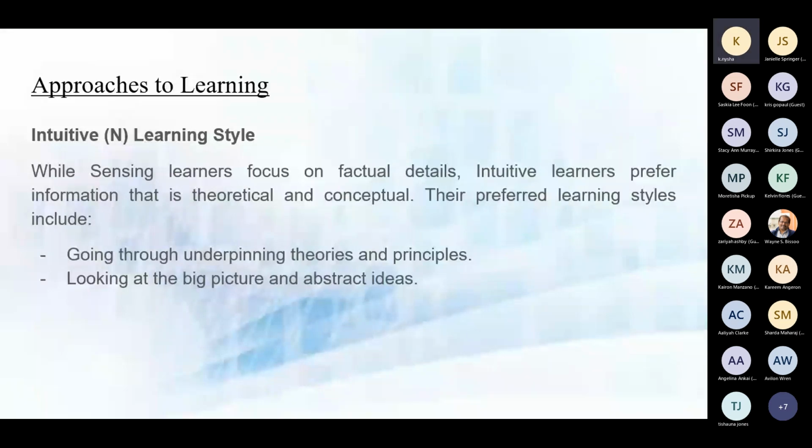Intuitive people, on the other hand, prefer information that's theoretical and conceptual. So they would go through underpinning theories and principles. They will look at the big picture and abstract ideas. Next slide.